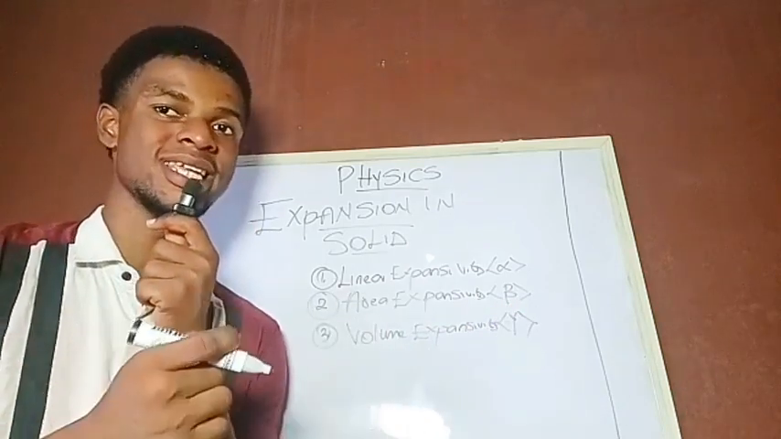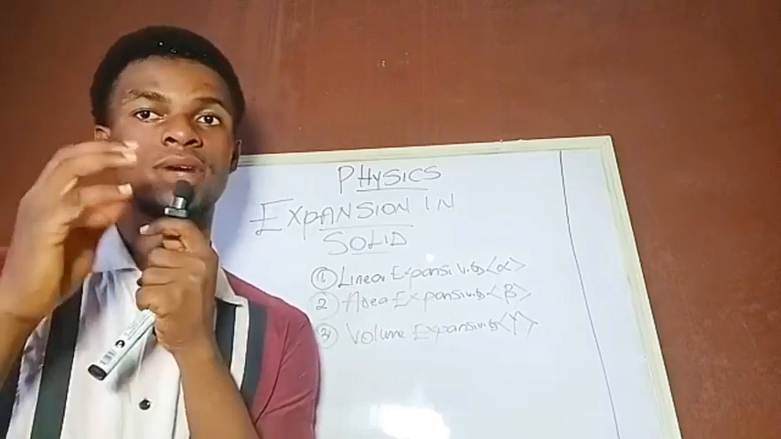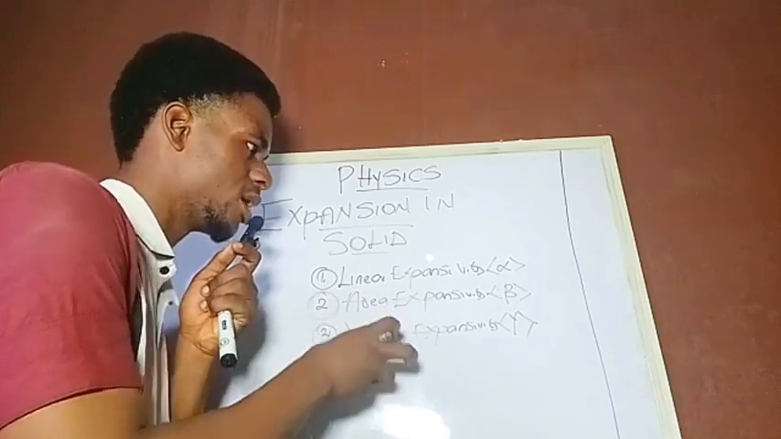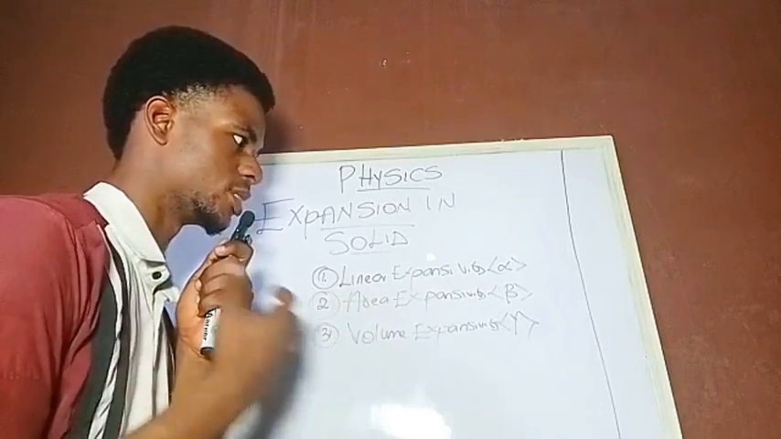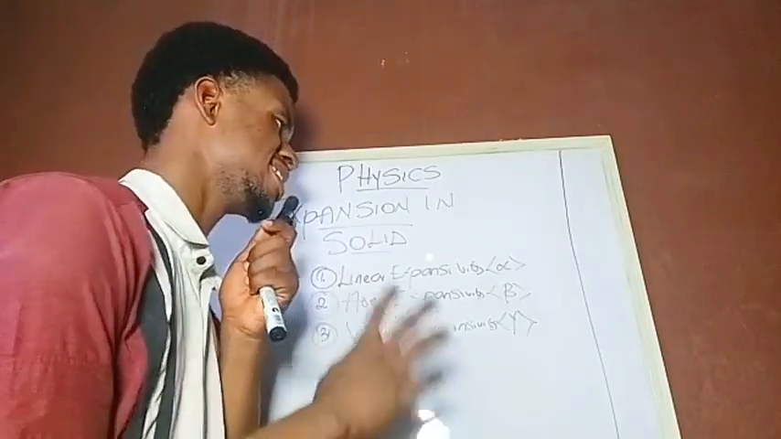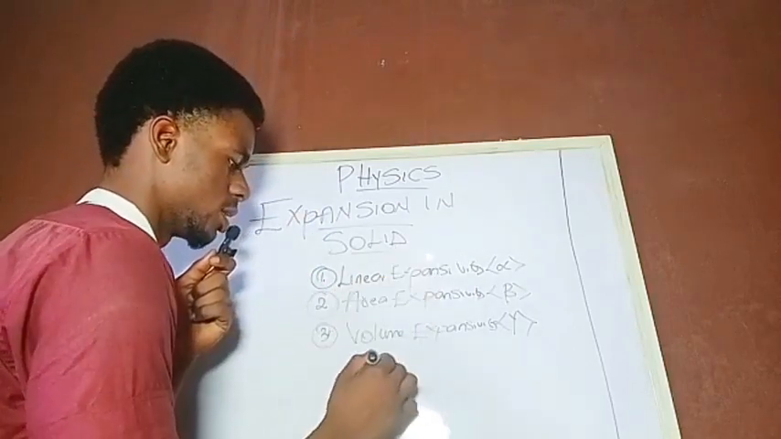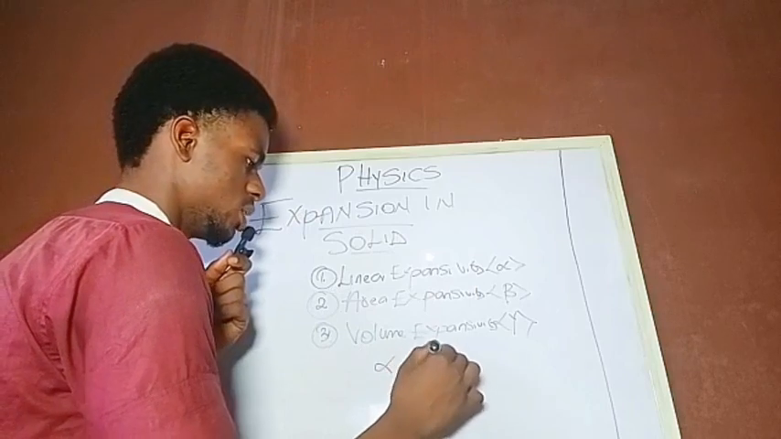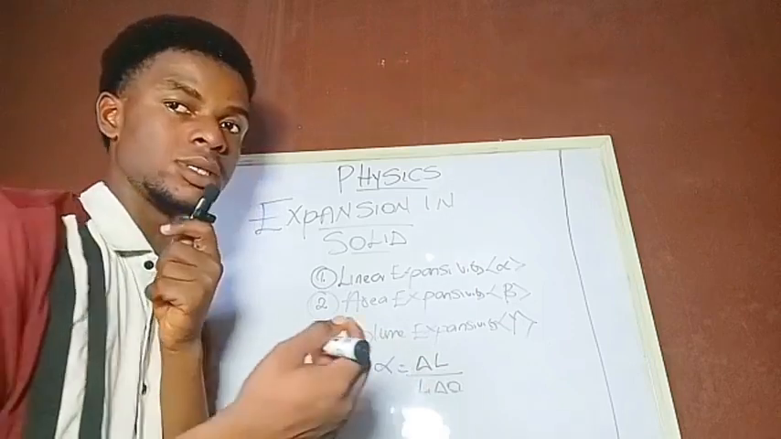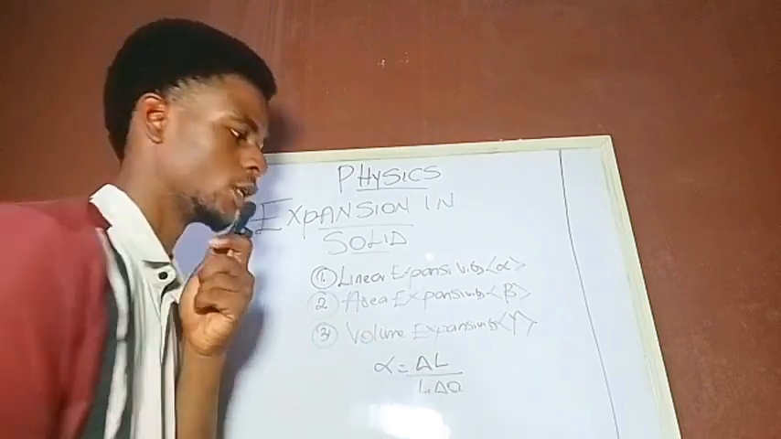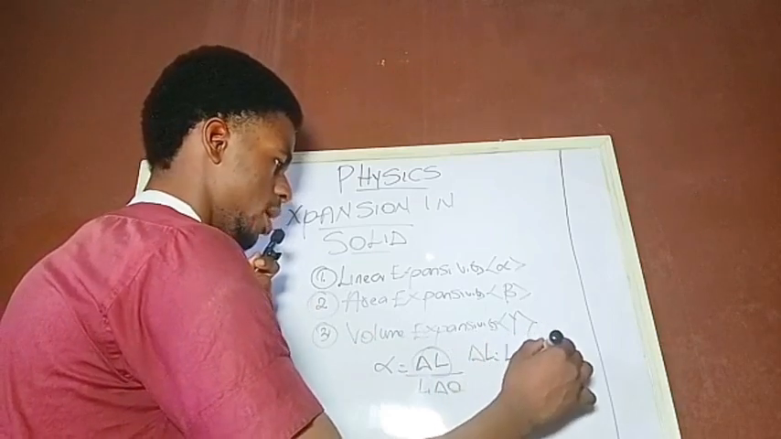The first one, linear expansivity, talks about the increase in length of an object. The second one, areal expansivity, talks about the surface area, and we have the volume expansivity. Before looking at a question under linear expansivity, the formula we use is alpha equals change in L over L1 change in theta. Most times people call this delta L. They say the same thing. So change in L equals L2 minus L1.